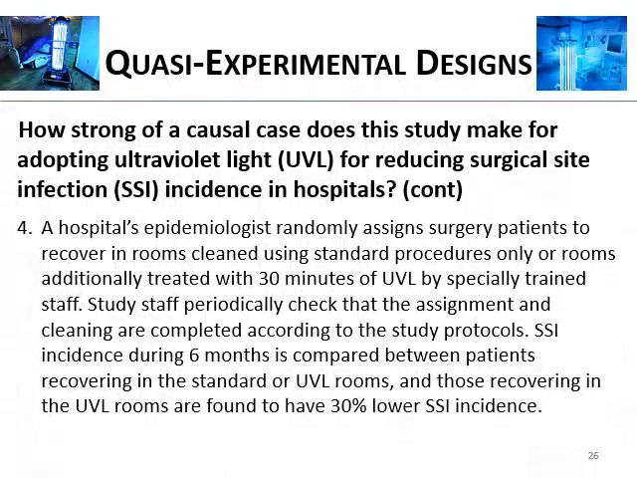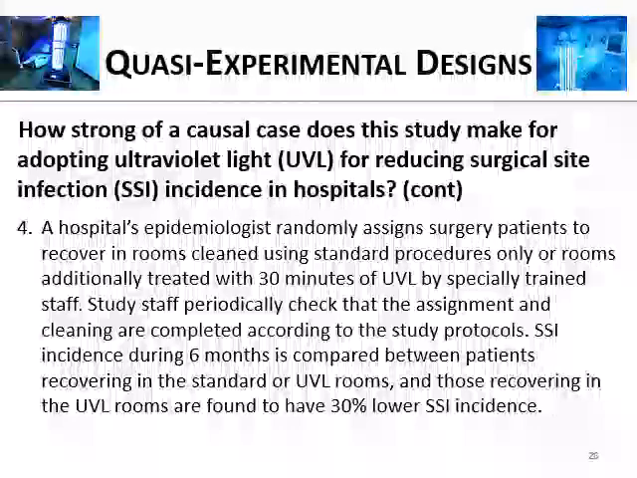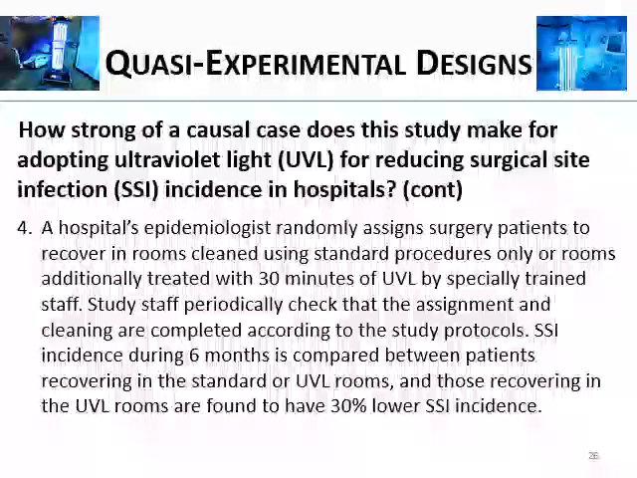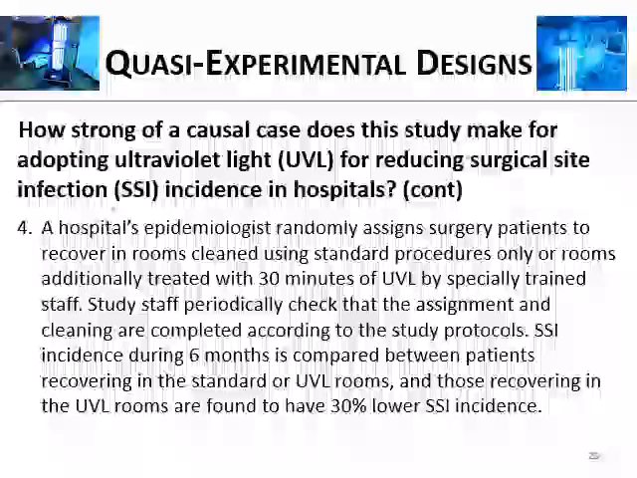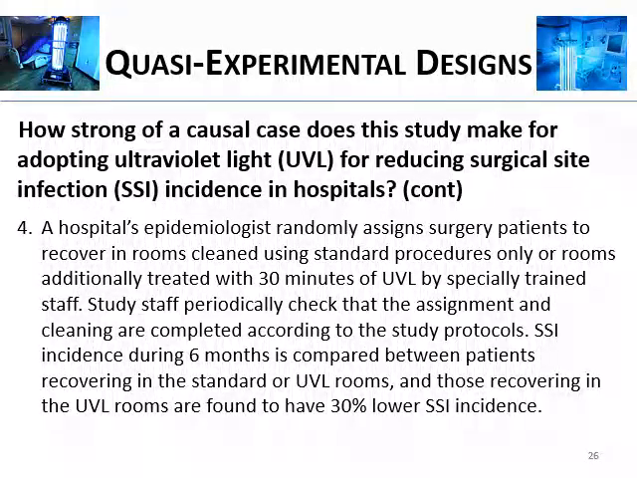A hospital's epidemiologist randomly assigned surgery patients to recover in rooms cleaned using standard procedures only, or rooms additionally treated with 30 minutes of ultraviolet light by specially trained staff. Aha! Study staff periodically check that the assignment and cleaning are completed according to study protocol. SSI incidence during the 6 months is compared between patients recovering in the standard or the ultraviolet light rooms, and those recovering in the ultraviolet light rooms are found to have 30% lower incidence.